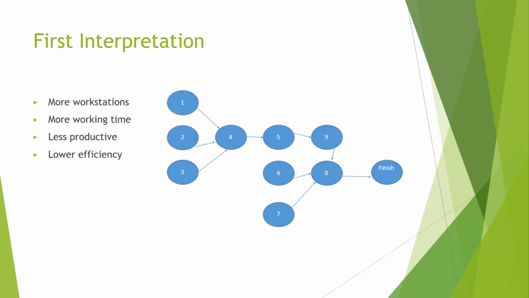Right here is just the first interpretation that we have for our diagram. As you can see in task 8, it consists of a task 8 prime, the new one, plus the task 8 that we have. We had to split them in half because we couldn't fit task 8 in one workstation. This shows more productivity, and what we did shows more productivity and more efficiency.